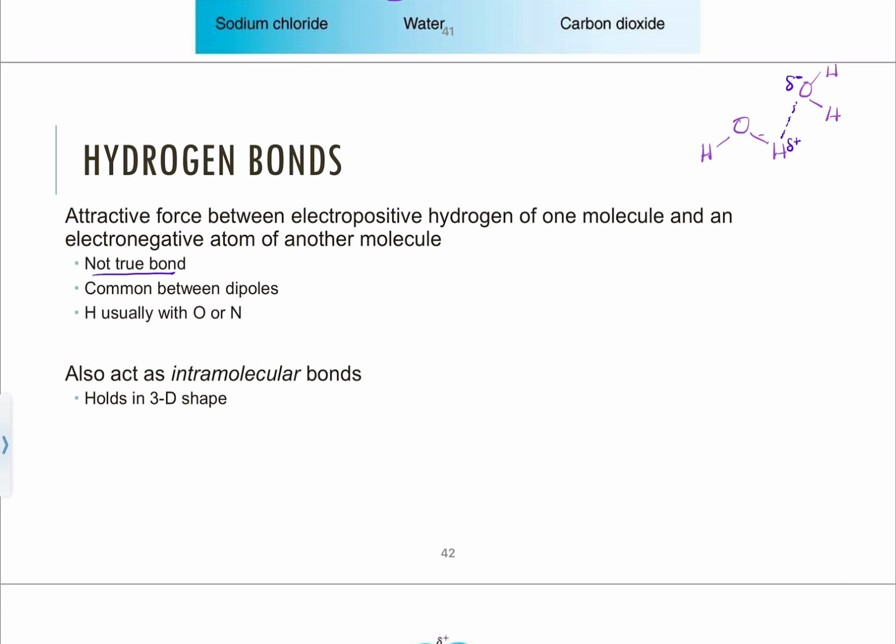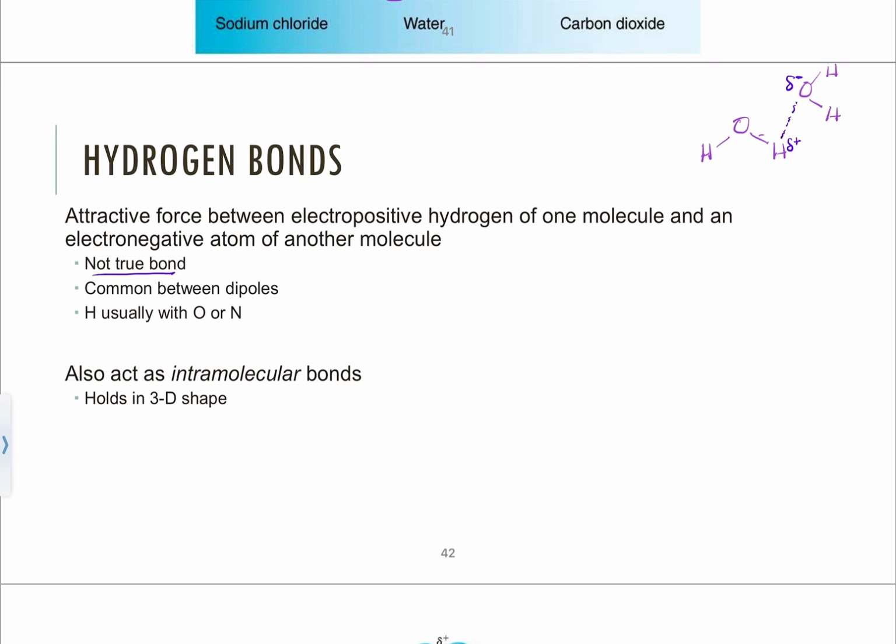So for example, we probably know that our DNA is a double helix, meaning it has two strands of DNA that are held together in a helical fashion. Those two strands are held together by hydrogen bonds. When we talk about the three-dimensional structure of a protein, so it looks globular like what we think of, it's held in that three-dimensional shape by hydrogen bonds. So even though they're really weak, they hold together a lot of things in our body and are very important.